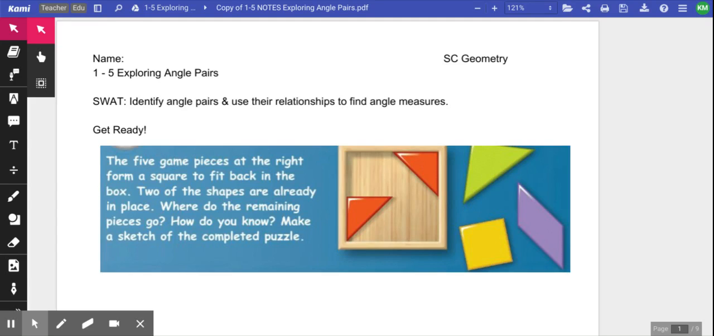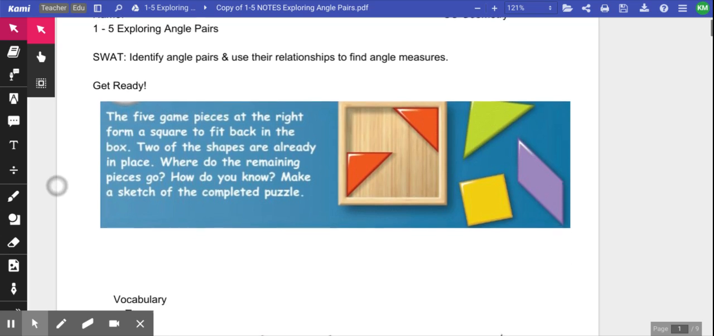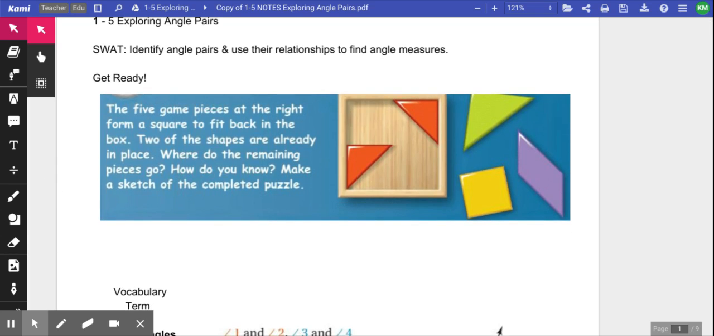Everyone, this video is for lesson 1-5, which is exploring angle pairs. By the end of this lesson, you should be able to identify angle pairs and then use their relationships to find different angle measures.